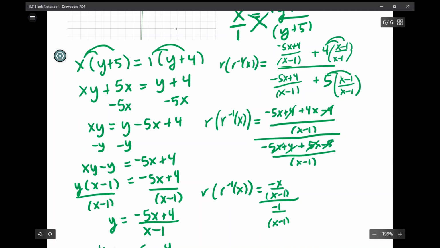Now dividing by minus 1 over x minus 1 is the same as multiplying by x minus 1 over minus 1. So instead of dividing, I multiply these out. These cancel, the negatives cancel, and I get x over 1, which is x. Whew. Those are a little bit harder to work out, but you can work through them. All right, that's my last example. You can do the r inverse of r of x on your own.